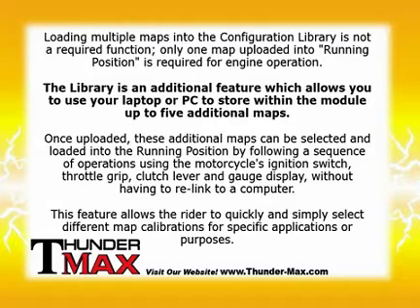The library is an additional feature which allows you to use your laptop or PC to store within the module up to 5 additional maps. Once uploaded, these additional maps can be selected and loaded into the running position by following a sequence of operations using the motorcycle's ignition switch, throttle grip, clutch lever, and gauge display without having to relink to a computer. This feature allows the rider to quickly and simply select different map calibrations for specific applications or purposes.